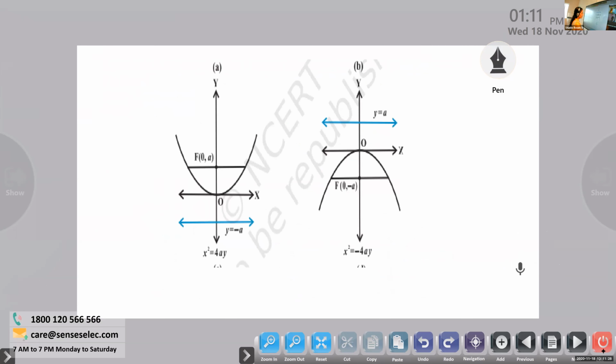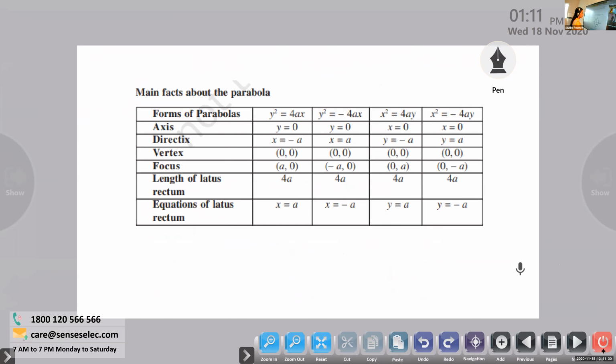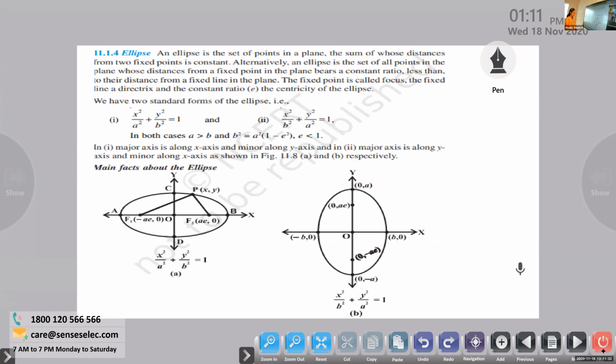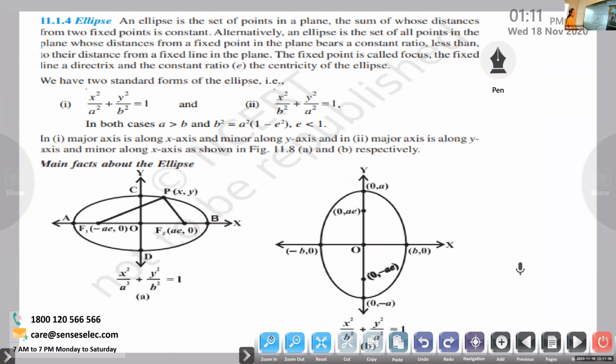For parabola, there are 4 standard forms we learned. For an ellipse, what else have we learned? Let's check it. We will be getting 2 fixed points. The 2 fixed points we call foci. An ellipse is the collection of points such that the sum of the distances from the fixed points is always equal, isn't it? There are 2 fixed points, F1 and F2.